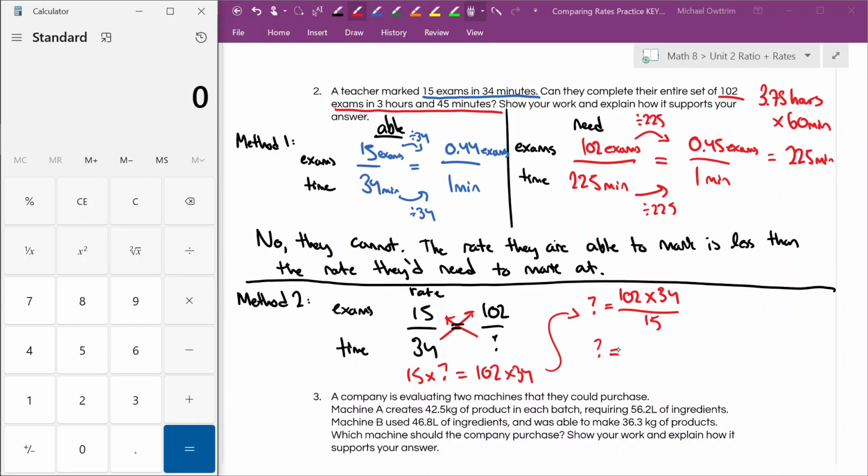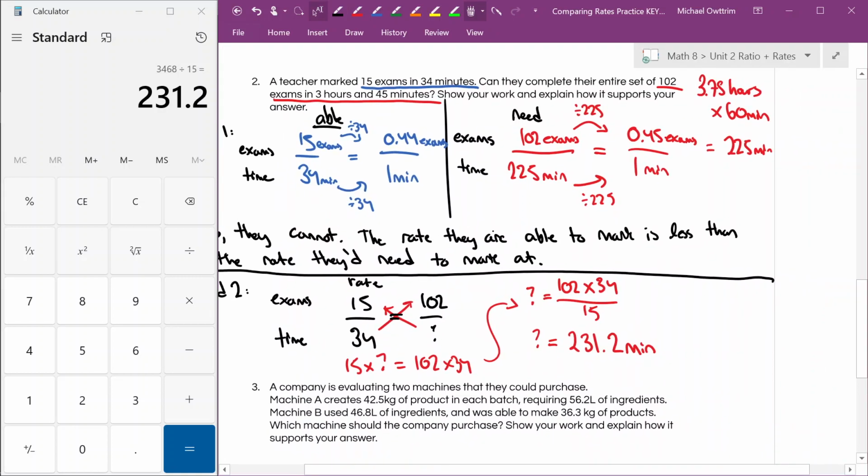Still missed the 34. 102 times 34, divide by 15. That's better. Typing is hard sometimes. So we would need 231.2 minutes, which is obviously a lot more than the number of minutes we have.